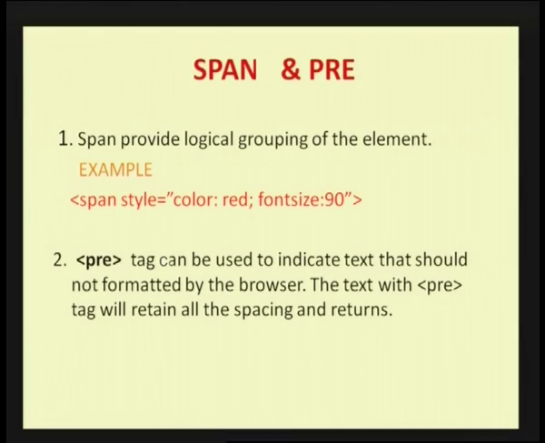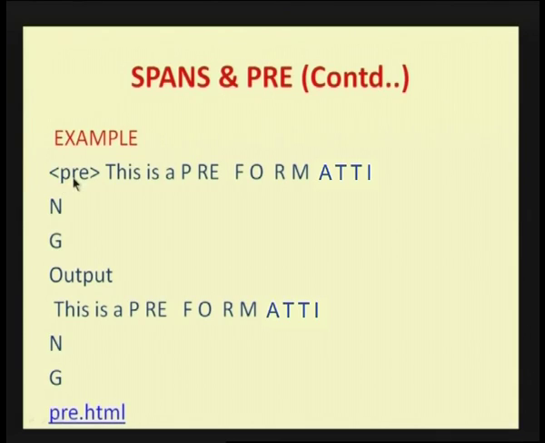Next tag is span tag and pre tag. Span is nothing but grouping of elements, that is grouping of HTML tags. Next is the pre tag. Sometimes we are in the position to give some white spaces in our document. To render the white spaces, we have to use the pre tag. For example, see here the pre tag with the text inside it, and the output will be displayed as this is a pre formatting with the space retained there. After pre we have some space, so the output will also contain some space. To retain the white space characters, we have to use the pre tag.